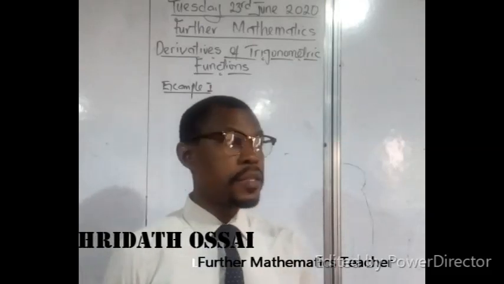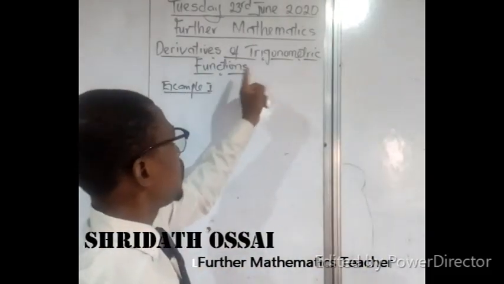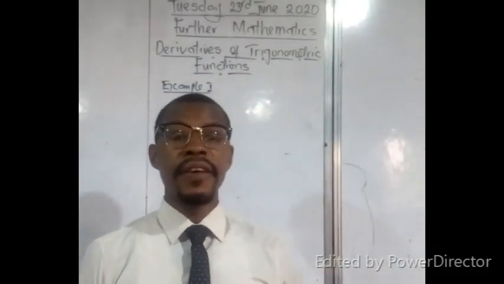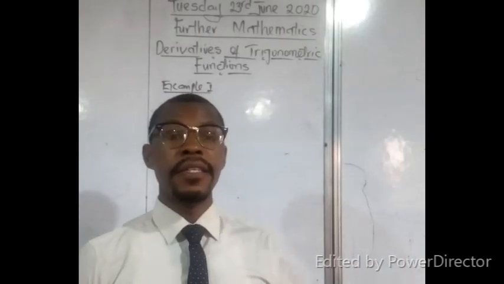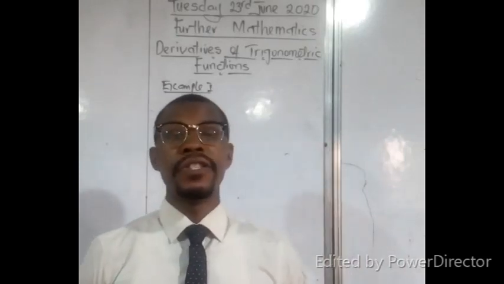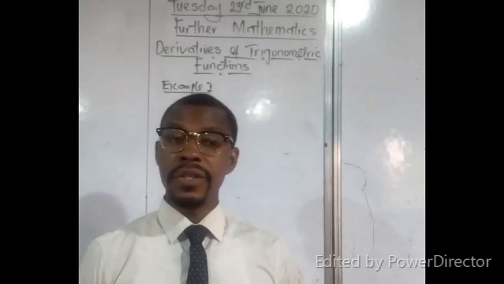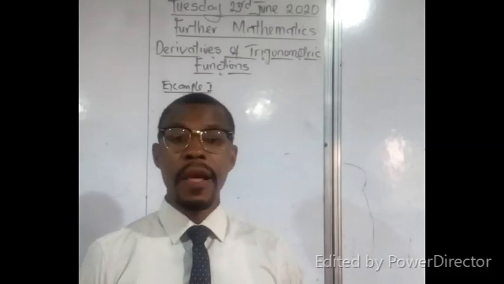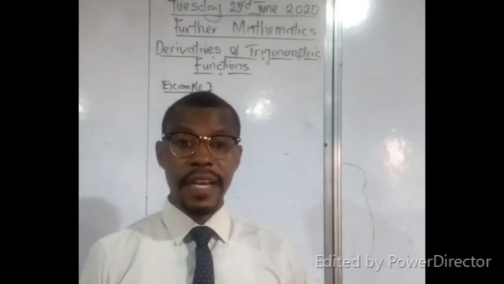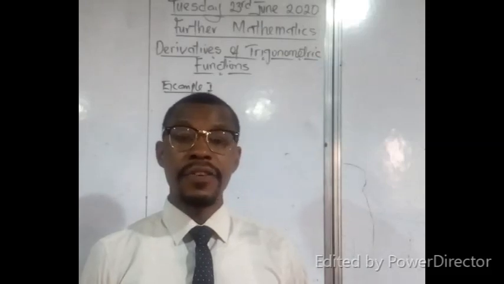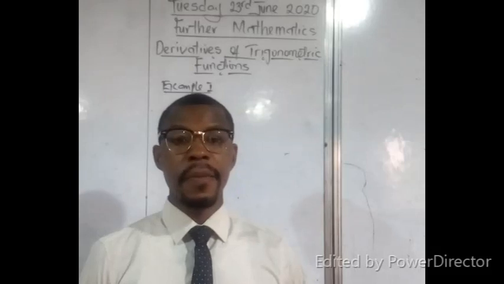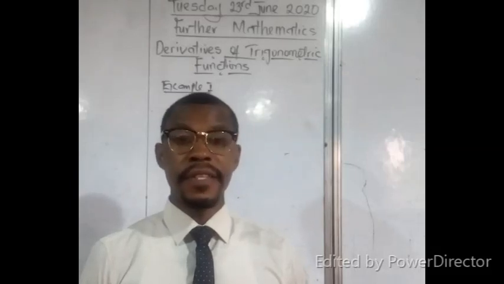Our topic today is derivative of trigonometric functions. We have concluded the derivative of algebraic function. In this trigonometric function, we have basic trig ratios, which is the sine, the cos, and the tan. Their inverses are cosec, that of sine is cosec, that of cos is sec, and that of tan is cotangent. We will be looking into the derivative of the three.